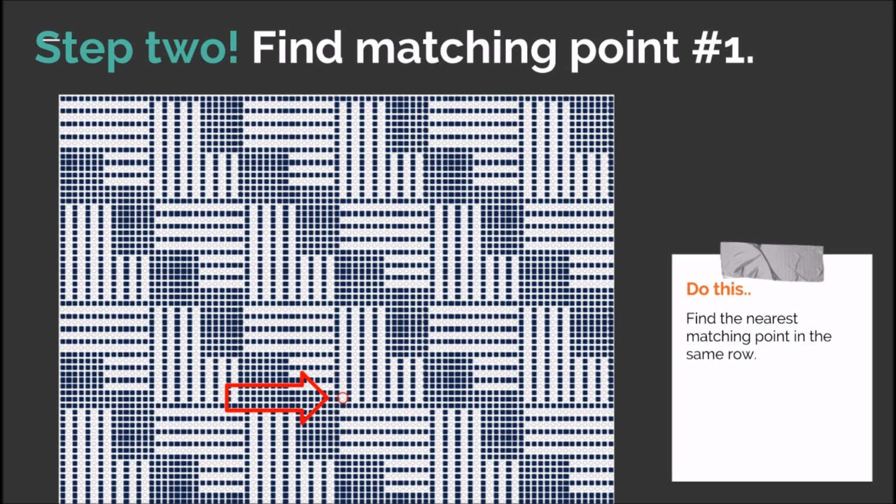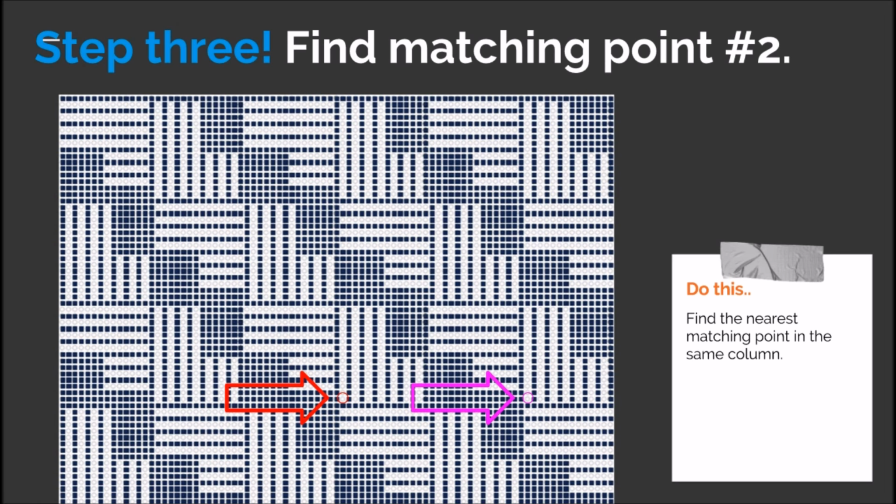The next step is to find the first matching point. Find the nearest matching point in the same row, or in other words, in the same round. So if you go from this point here and you go along the round, you'll stop whenever you see the same point. So this point is the same point because it is the bottom left-hand corner of this L shape here.